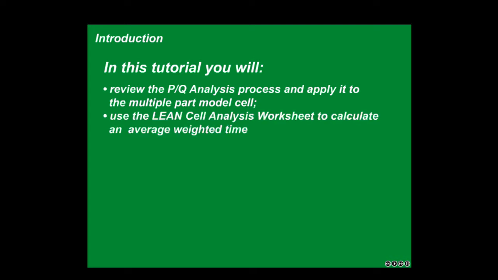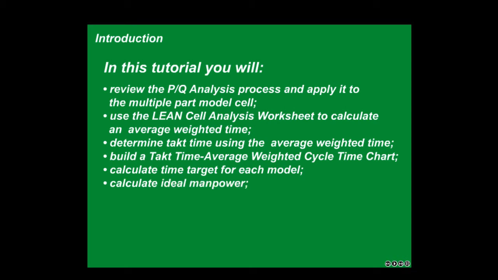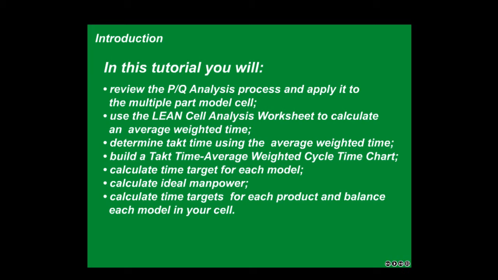Use the lean cell analysis worksheet to calculate an average weighted time. Determine takt time using the average weighted time. Build a takt time average weighted cycle time chart. Calculate time targets for each model. Calculate ideal manpower, and calculate your time targets for each product and balance each model in your cell.